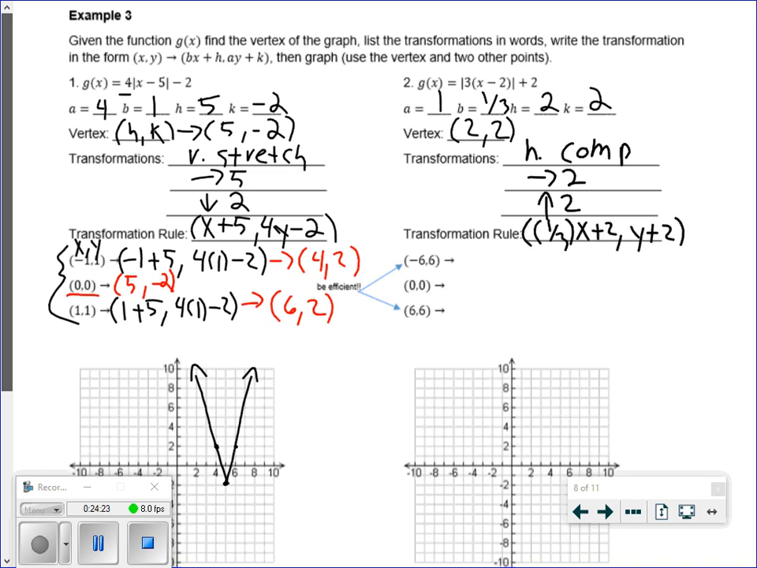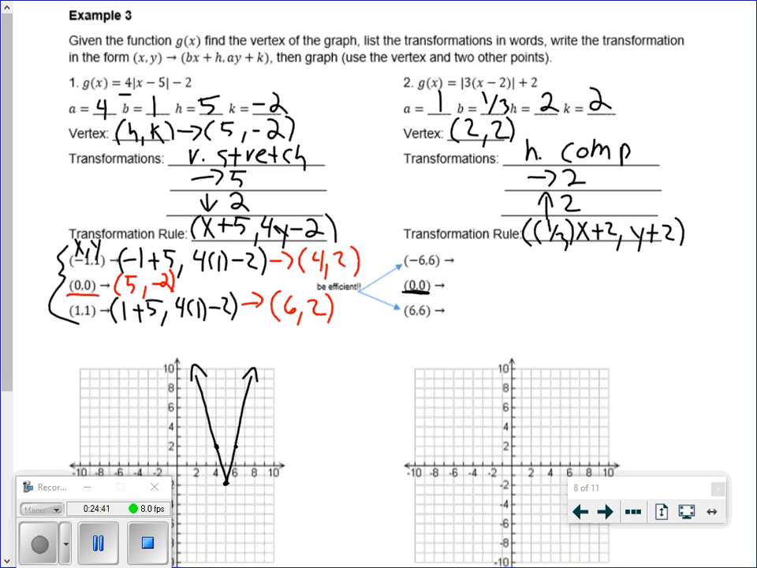And now if we see here with our reference points, in this case they're not the regular negative 1, 1, 0, 0, 1, 1. We still have that 0, 0 because we need to know what's happening at that vertex. We need to know what's happening at that turning point.